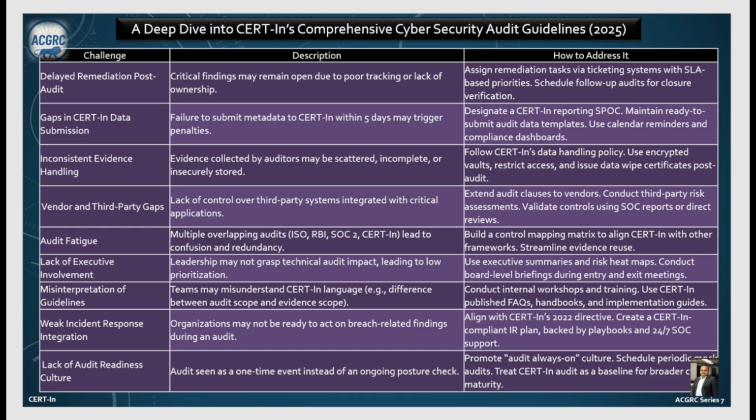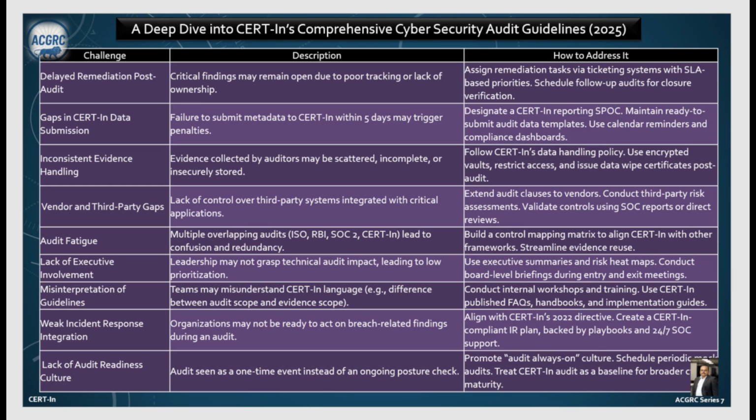The next challenge is evidence collected by auditors may be scattered or incomplete or might be insecurely stored. This is a case of inconsistent handling of evidence. You can address this by following CERT-In's data handling policy. You need to use encrypted vaults with restricted access and issue a data wipe certificate after the audit is completed.